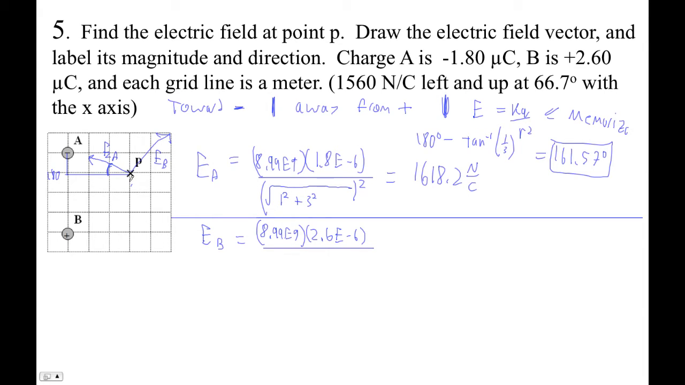Okay, so here we go. So let's see. B is 1, 2, 3, and 1, 2, 3, right? So it's going to be divided by 3 squared plus 3 squared. Okay. Isn't that right? 1, 2, 3, and 1, 2, 3. It's so bad to mess this up too. Okay, here we go. So 8.99 E9 times 2.6 E minus 6 divided by parenthesis 3 squared plus 3 squared. All right, here we go. And this is 1298 point, a lot of fives.